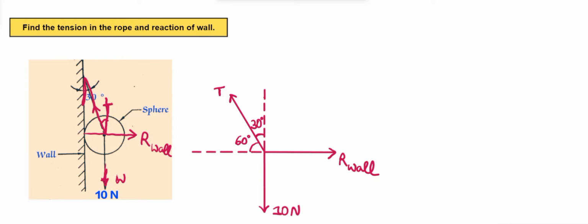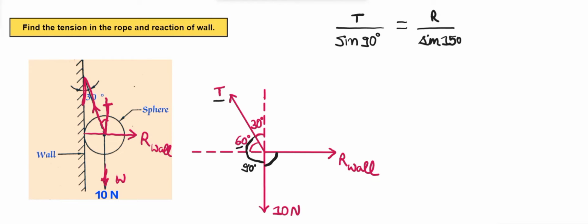Let's just apply the Lami's theorem. For T, the opposite angle will be the angle between our wall and 10. Therefore, it will be T divided by sine 90 degree, as the angle is 90 degree. It will be equal to, for R, the angle between T and 10 Newton, which will be 90 degree plus 60 degree, which is 150 degree. So it will be R upon sine 150 degree. For 10 Newton, the opposite angle is 90 degree plus 30 degree, which is 120 degree. So it will be 10 divided by sine 120.